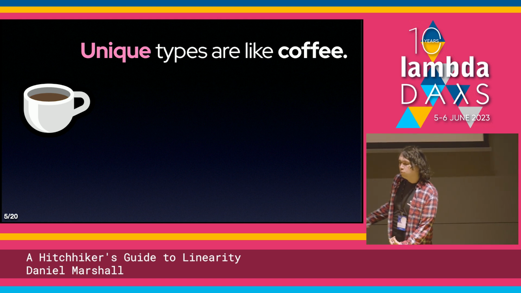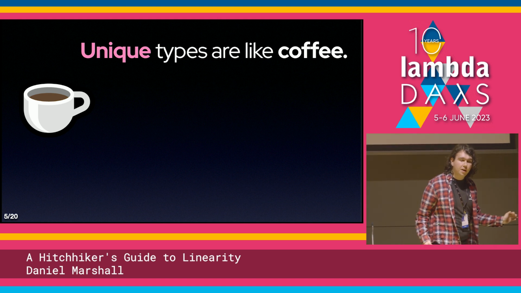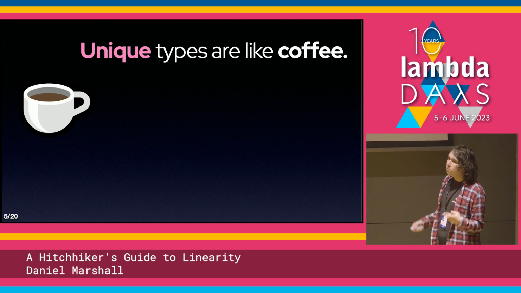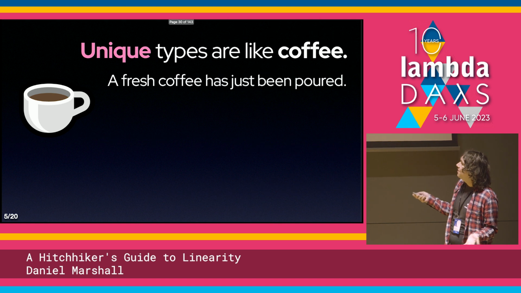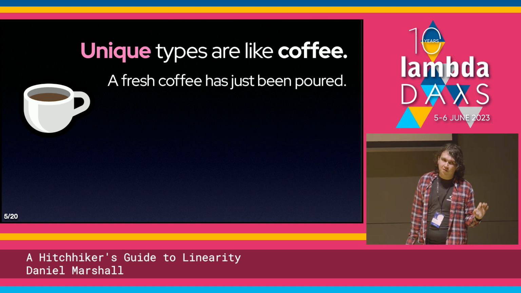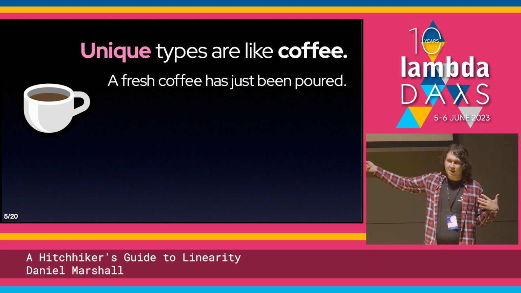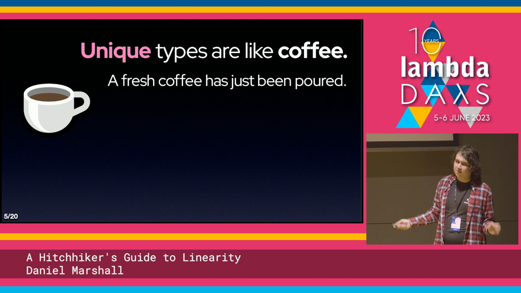Why is that the case? Well, as I said, the point of uniqueness types is to ensure that there's a single reference that exists to a value, okay? So the way that that is like a cup of coffee is, if we pour a cup of coffee for ourselves, then we know that that cup of coffee is fresh, right? We know it hasn't been touched by anyone else. No one else has had access, so we can guarantee that.